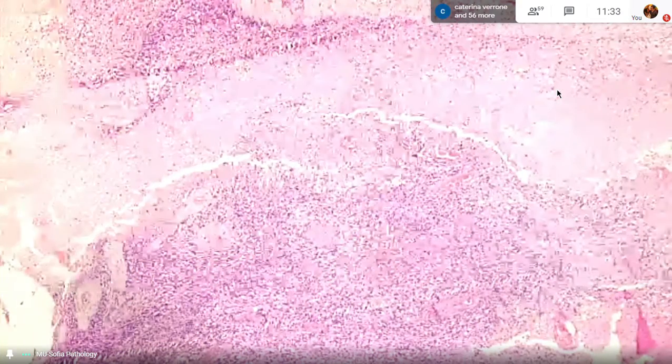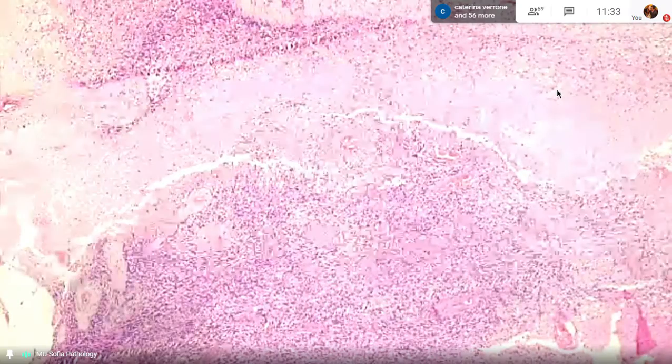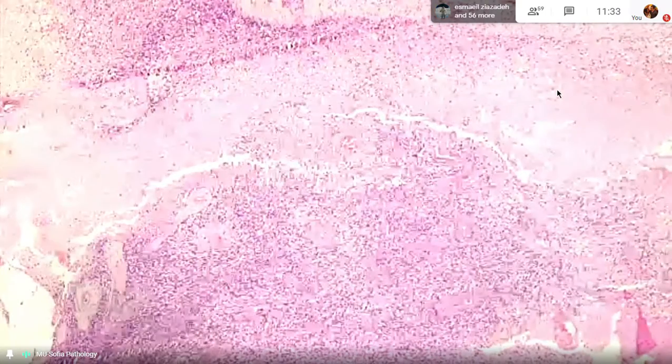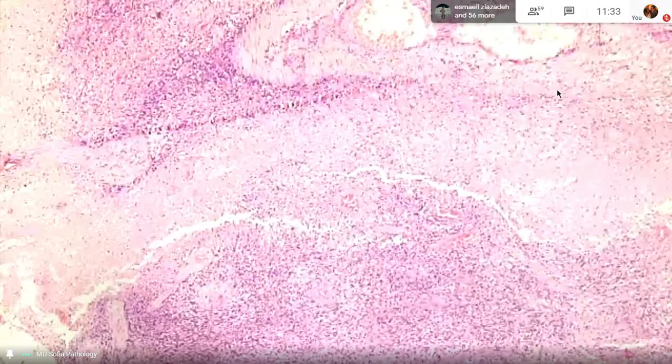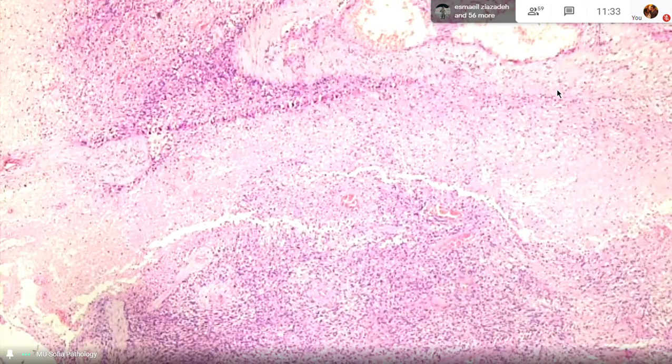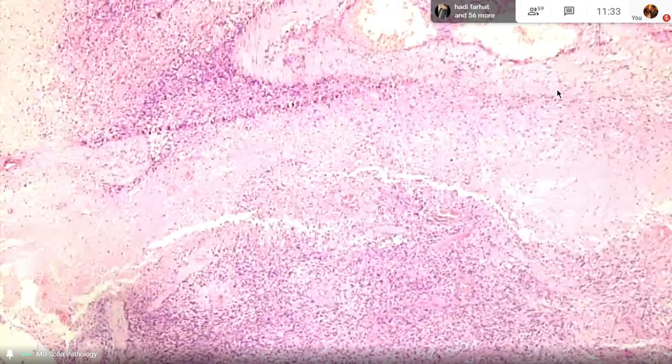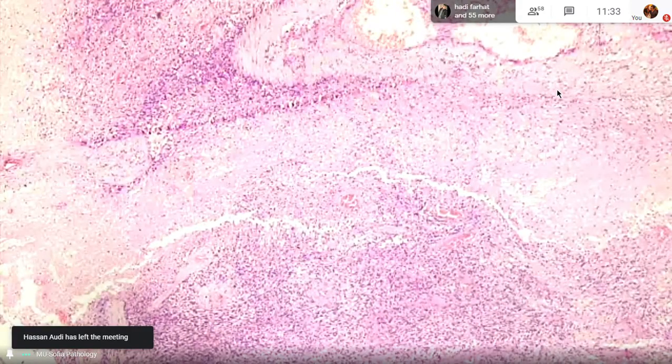Doctor, can you repeat, please? Yes. Looking at this area, what do you think? Is it benign or malignant? Malignant, because we have cell atypia, and also is it like this brightish color, the necrosis?